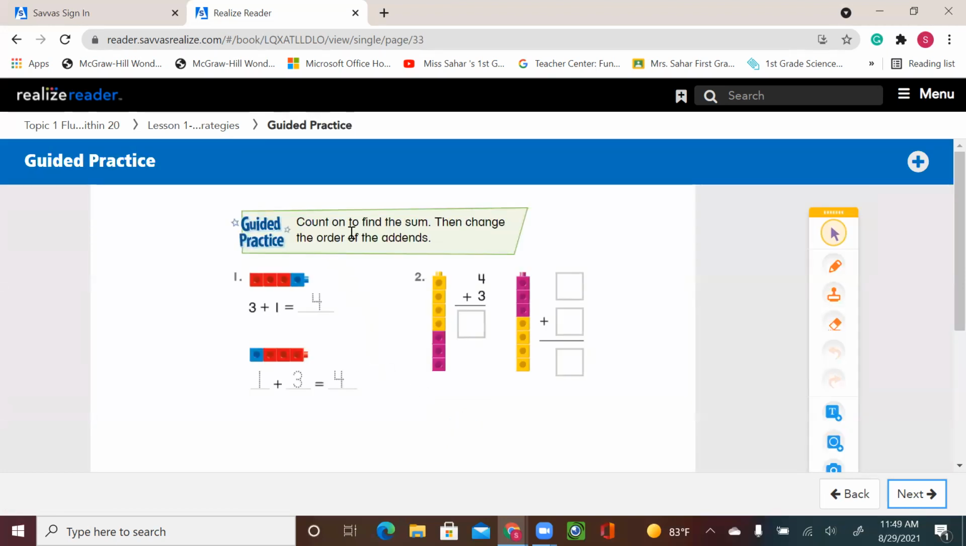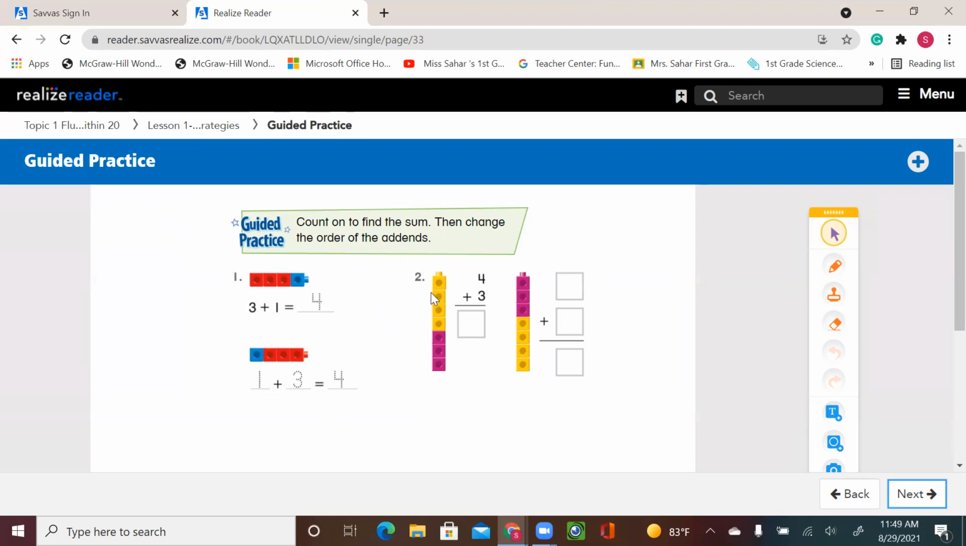All right, count on to find the sum, then change the order of the addends. So we're going to count on, have your answer, and then we're going to change the order of your addends. So 3 plus 1, I have 3 red counters and 1 blue counter. Add them together, your answer is 4. Now I'm going to start with the second addend, the 1, and then add the first addend, which is 3. So 1 plus 3, still 4.